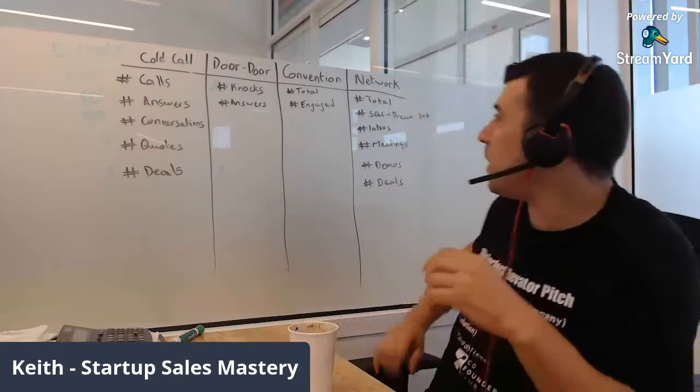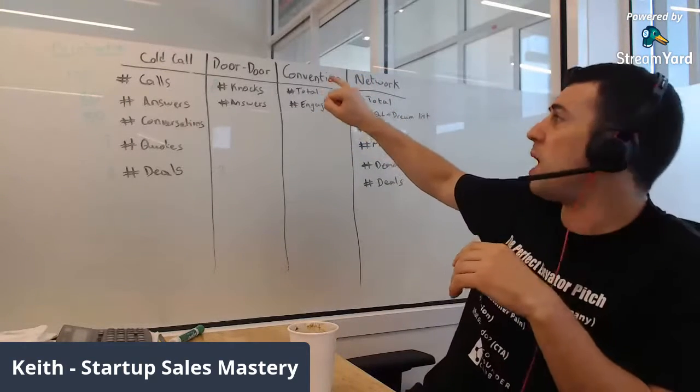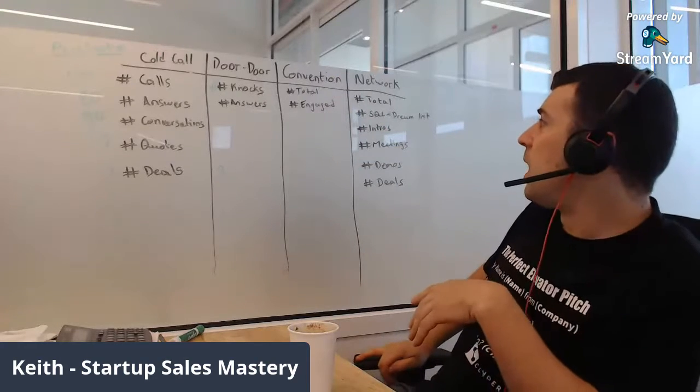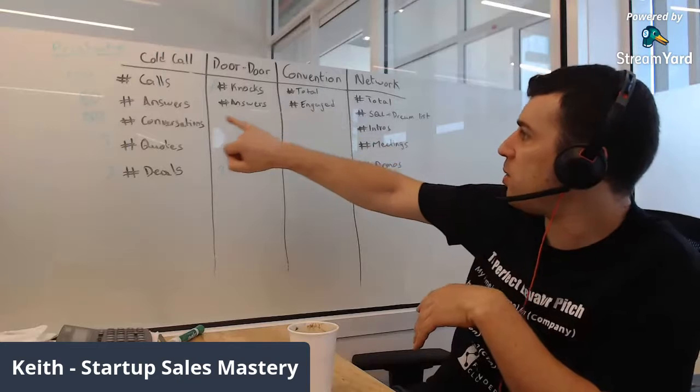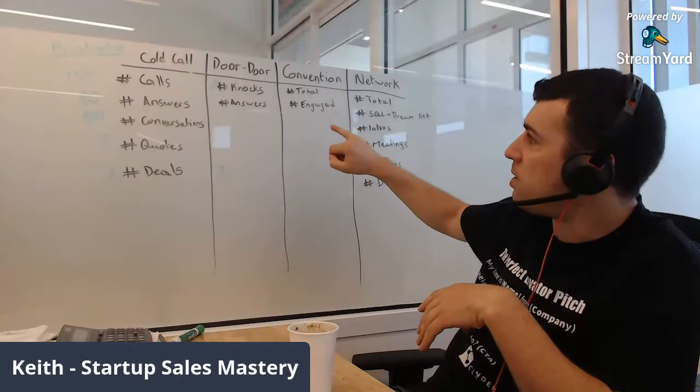A good number to always get is the total number of people that actually go to the convention, because this will give you a statistic of your effectiveness and then how many you engage. So instead of answers, we're going to go straight to engaged. Now engaged and then conversation.